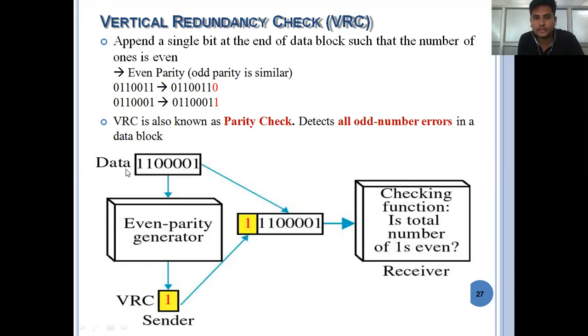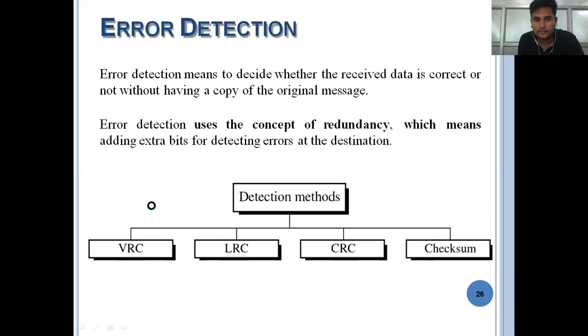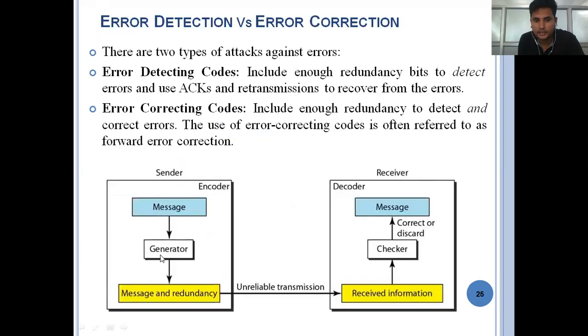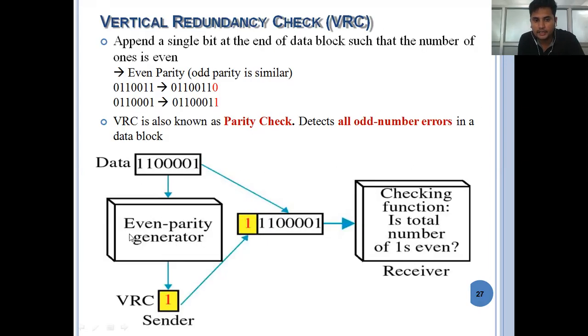So for example, this is the data: double 1, double 0, double 0, 1. This is the original data. A parity generator, which we already discussed, is placed here. That particular parity generator generates 1. Why does it generate 1? Because it is already odd parity. If it is already even parity, it generates 0. So here the parity generator will generate 1 for this particular data.